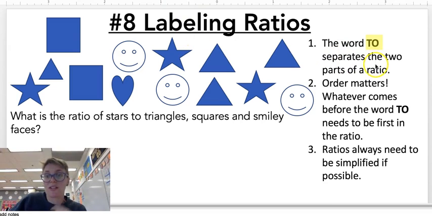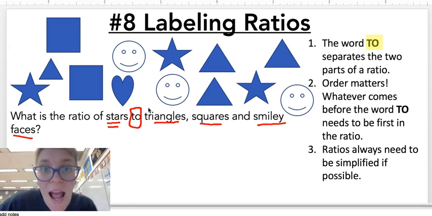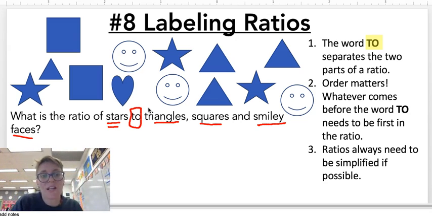The word "to" separates the two parts of a ratio. So the word "to" is actually right here. So "to" is separating the stars from the triangles, squares, and smiley faces. I want you guys to always think of "to" as a separator between these two things. "To" separates the two, but T-O, not T-W-O. Okay. All right. Now, this question says, what is the ratio of stars to triangles, squares, and smiley faces?